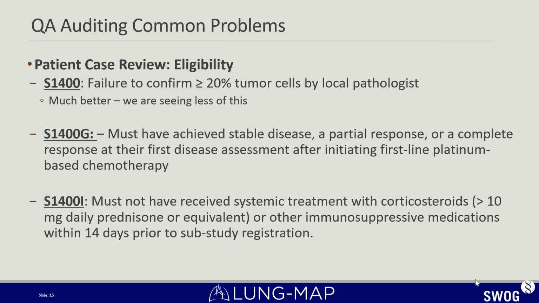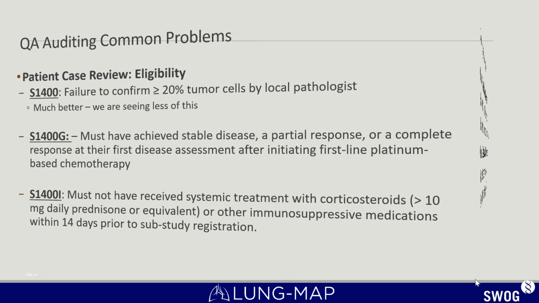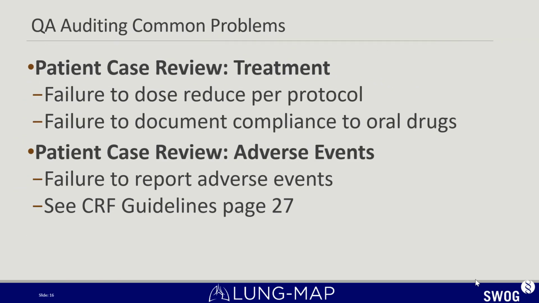Then with 1400G, they have to have achieved stable disease or a partial response or a complete response at their first disease assessment after initial first-line platinum-based chemotherapy. 1400I, they must not have received systemic treatment with corticosteroids, which is prednisone or equivalent, or other immunosuppressive medications within 14 days prior to the sub-study registration. So those are some of the things that we will see occasionally with our eligibility. And so you just want to make sure when you're reviewing eligibility for your patients that those are some of the things that you might have a second set of eyes look at for you so that you make sure that your patients are eligible.